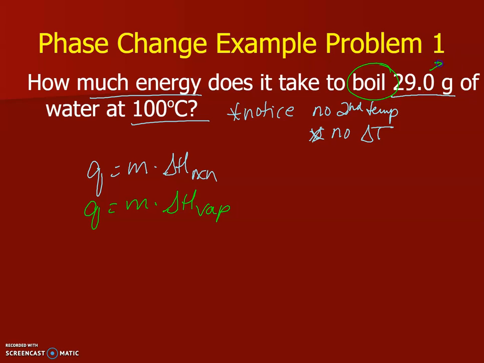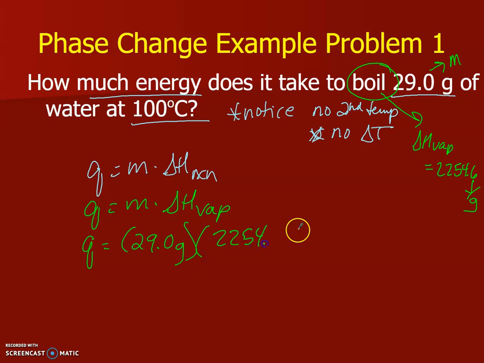So that means we are doing Q equals M delta H of vaporization. Okay, 29 grams is going to be our mass. Okay, boiling, we have our delta H of vaporization, which is going to be 2254.6. And we are going to see that we plug everything in and get our calculations. So we have 29 grams times our 2254.6 joules per gram. And we are going to cancel out grams. In my calculator, I get 65,450.1 joules. That's a pretty big number.